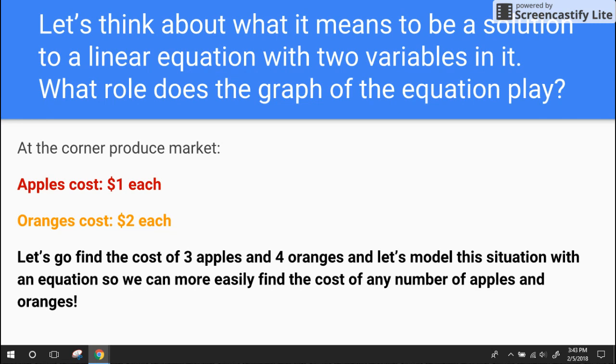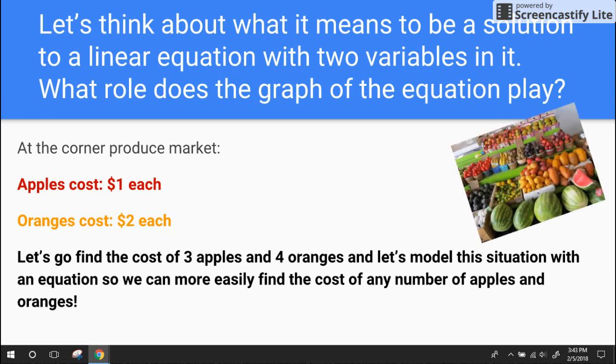So let's take a look at a specific example. Going to a corner produce market, going to the store, we see that apples cost $1, oranges cost $2. So let's try and find the cost of a combination of apples and oranges. Let's use 3 apples and 4 oranges, just to start off. So let's see if we can model this with an equation and then see how we can use the equation to find the answer to this question. How much would 3 apples and 4 oranges cost?